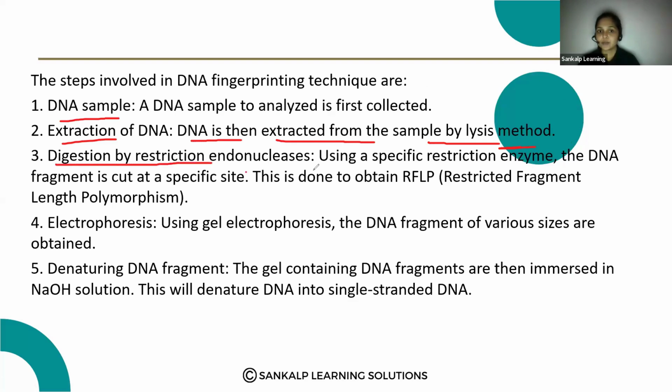Digestion by the restriction endonuclease. Using the specific restriction enzyme, the DNA fragments are cut at specific sites. This is done to obtain the restriction fragment length polymorphism. Then electrophoresis. You know the process of electrophoresis, where the DNA fragments are separated based on their sizes. And the denaturing of the fragments. The DNA fragments are immersed in sodium hydroxide, and denaturing means separation of the DNA strands will be done here. Single strand DNA will be obtained here.